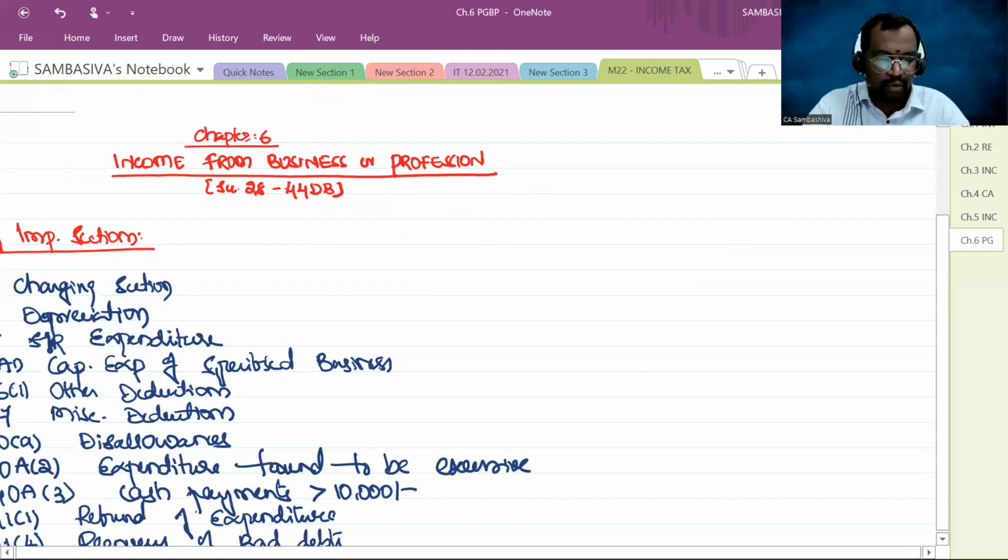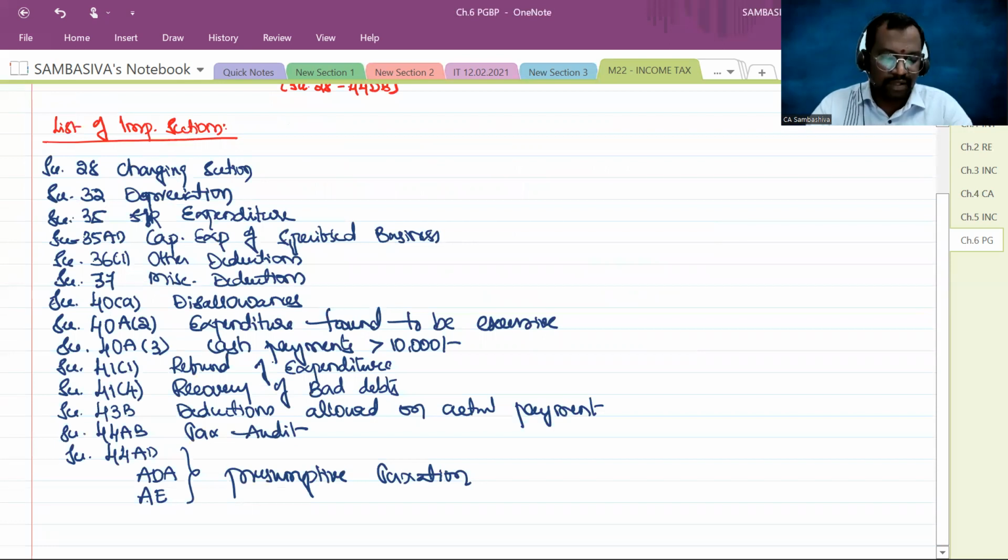So this is the list of important sections we are going to learn from this chapter. The list is very big because the chapter is very big, as simple as that. Section 28 to section 44DB is the range of sections we are learning in this chapter. Section 28, the charging section, is where we learn what the different incomes taxable under this head are. Section 32 deals with depreciation. We are going to learn what the normal depreciation is, what the reduced depreciation is, what the additional depreciation is, and unabsorbed depreciation.